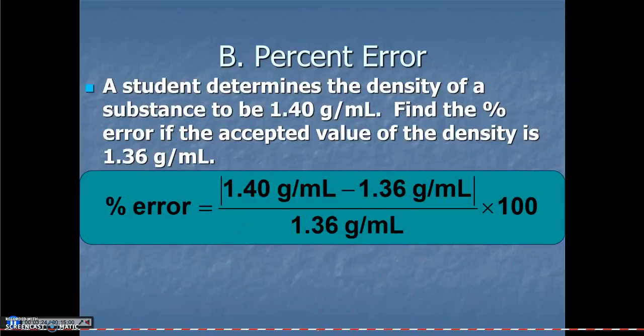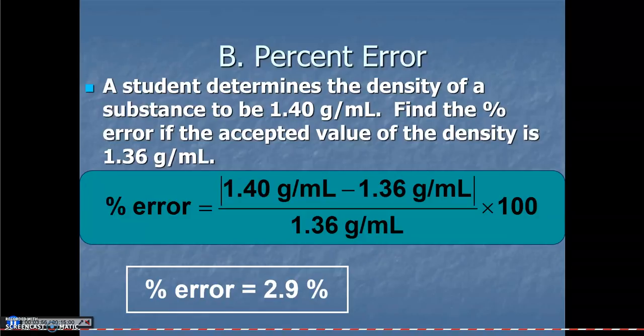Here's an example of a student who determines the density of a particular substance to be 1.40 grams per milliliter. If you want to find a percent error, given that the accepted value is 1.36 grams per milliliter, here is what we would do. We would just simply put in the 1.40 for our experimental value minus the accepted value divided by the accepted value. And we're multiplying it by 100 to put it into percent form. So our answer would be close to 2.9%, which is a very low percent error.